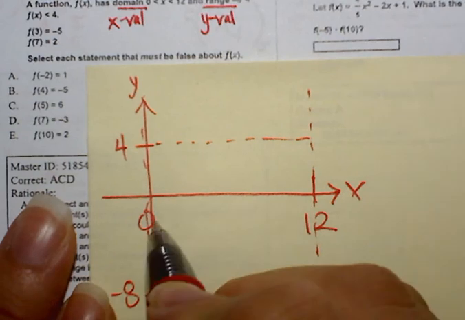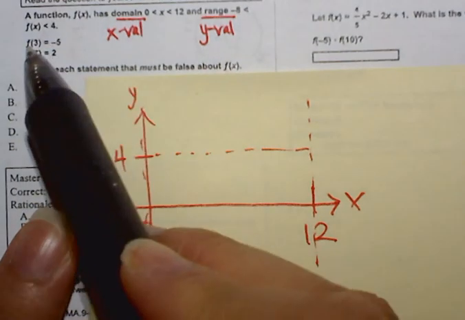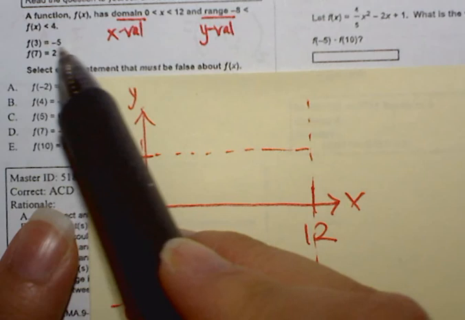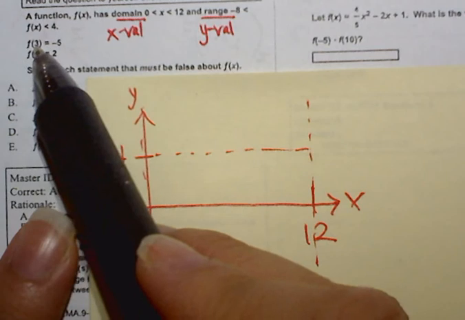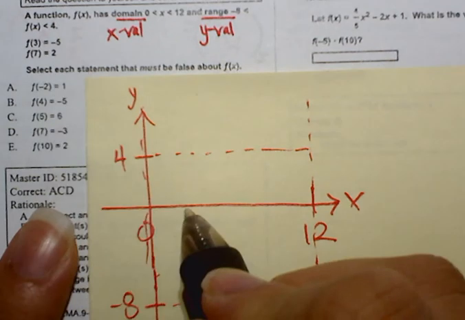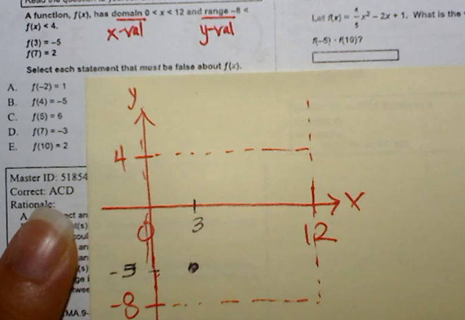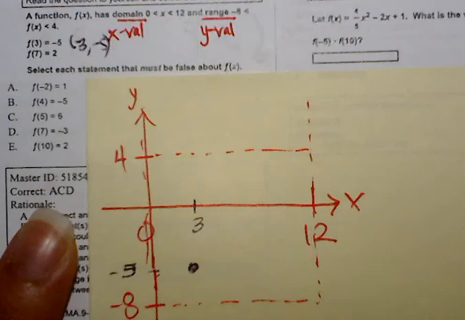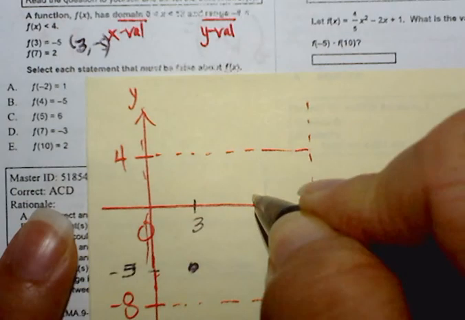Furthermore, they told us that f of 3 equals -5. How can I plot that on my graph? What does the 3 represent? The x. What does the -5 represent? The y. This is the input and this is the output. So when I input 3, the output is -5. That means there's a point there. Basically, (3, -5) is a point on my graph. Also, when I input 7, I get 2. So those are 2 points on my graph.